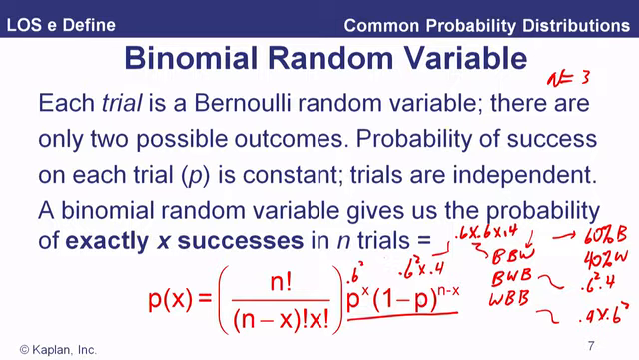And 1 minus 60% is 40%. N minus x, well, we had 3 trials and 2 successes, so that's simply 0.4 to the 1 power, 0.4. So that's this part of the equation right there, the probability of getting these.